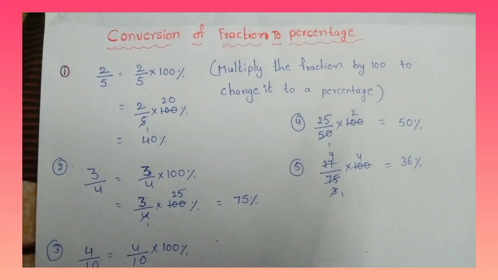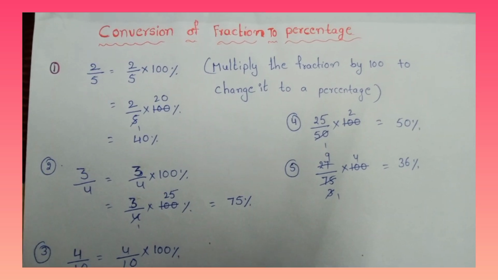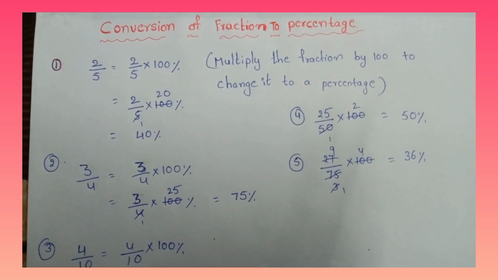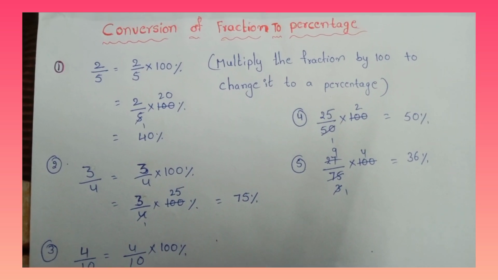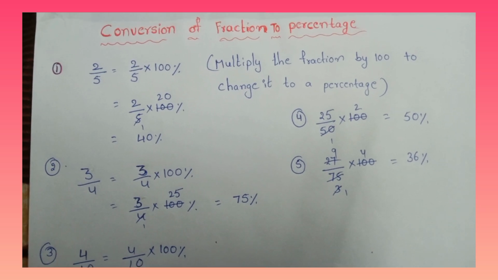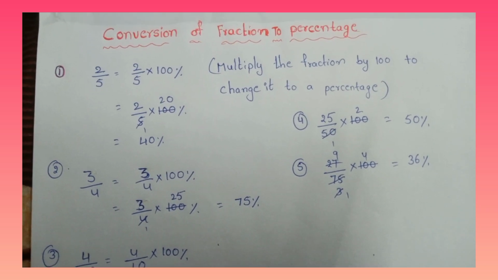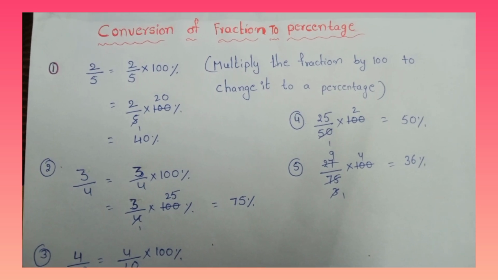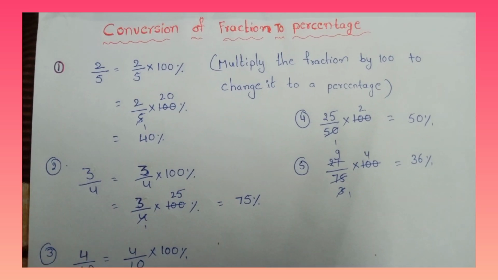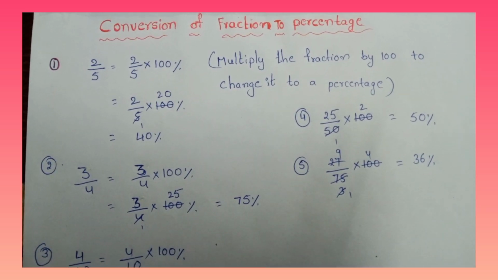Today I will explain the conversion of fraction to percentage. First one: 2 by 5 equals 2 by 5 into 100. To change a fraction into a percentage, multiply with 100. 2 by 5 into 100.